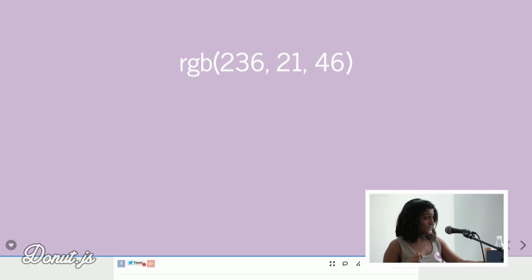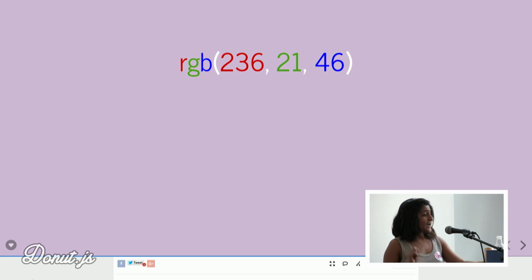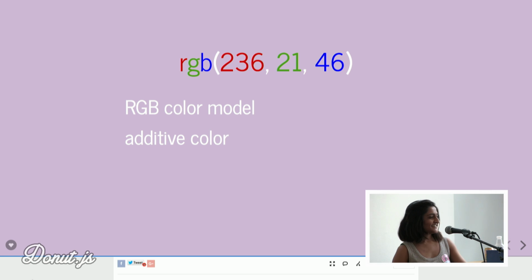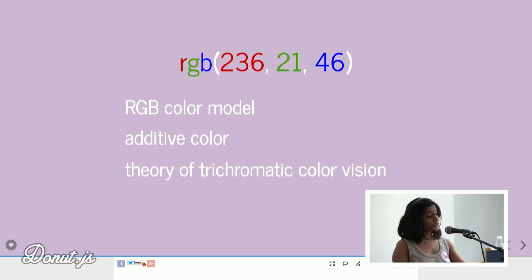So RGB comes from the additive color theory, which basically comes from this color model where you add certain amounts of color in order to form another color. In this case, you're basically saying, I want 236 parts red, 21 parts green, and 46 parts blue. That's a gross oversimplification, but that's probably enough for today. The idea behind this is that you're adding different amounts of color in order to create another color.